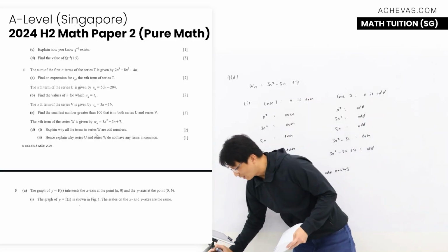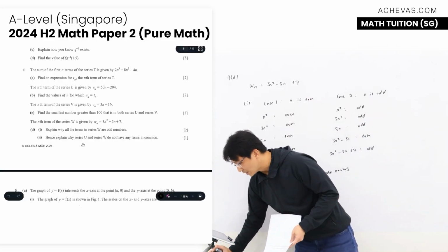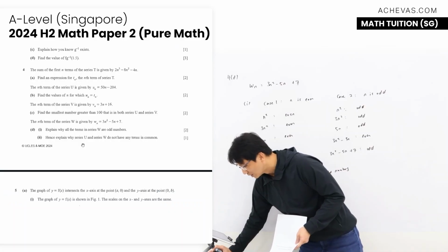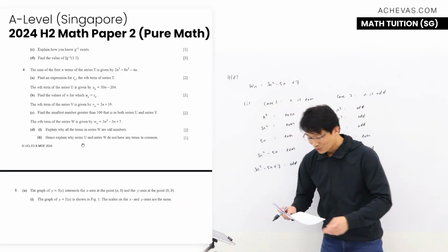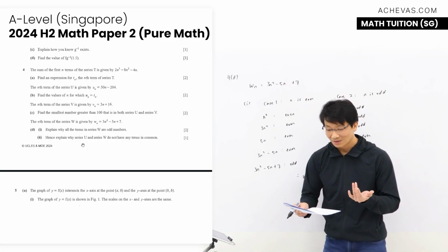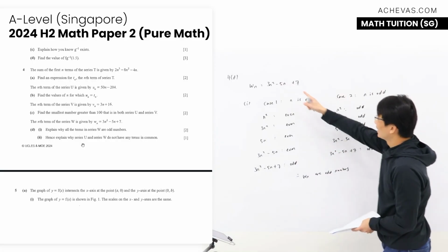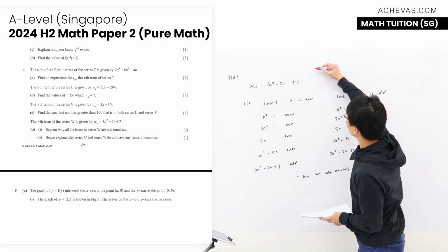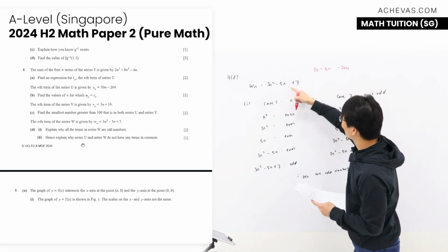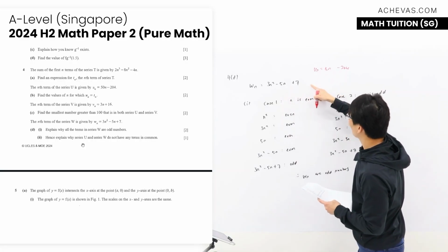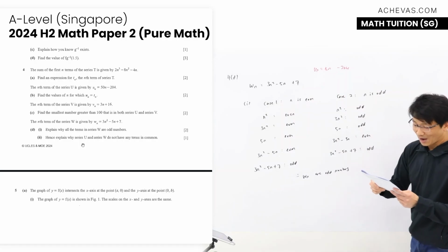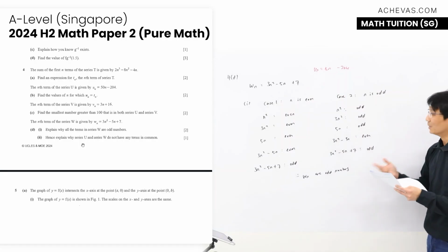Now the next part of the question says, can you explain why series U and series W do not have any terms in common. I think I'm supposed to show that U will always be a series comprising of even numbers. My Un is given to be 50n minus 204. In order for them not to have any common members, this one definitely must be even. So I need to show that it will be even numbers.